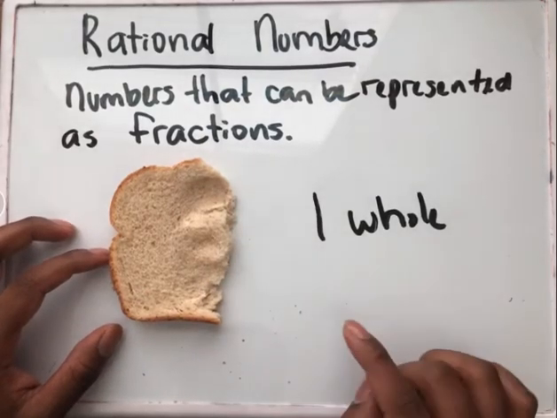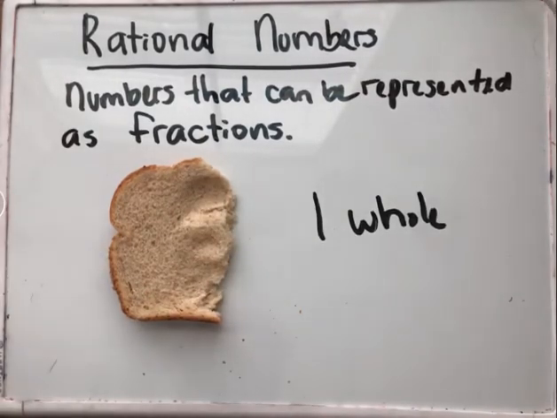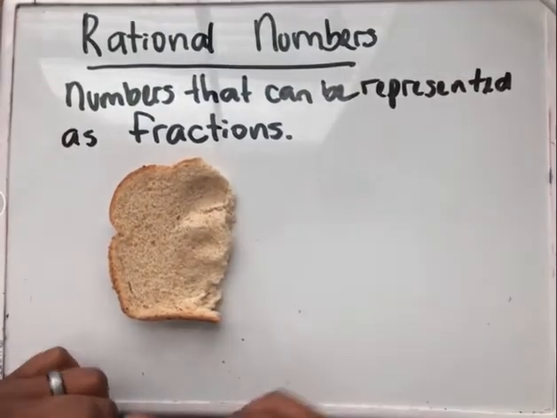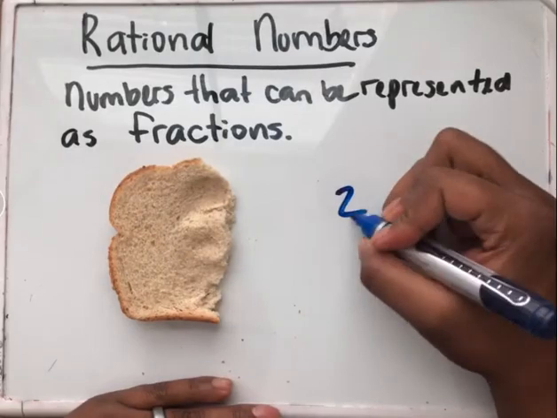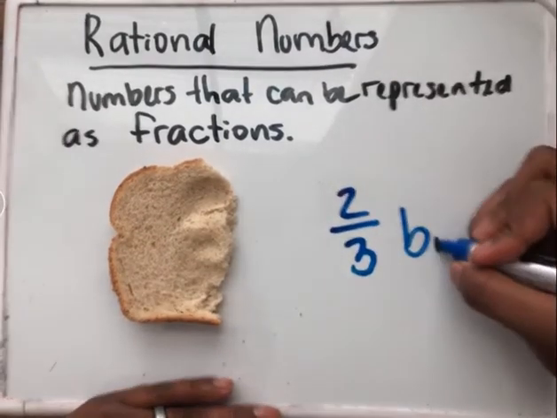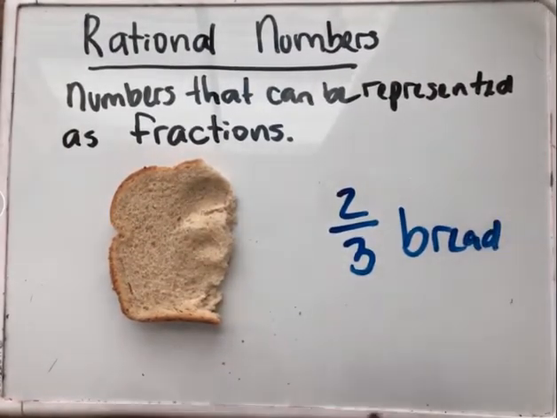So when it comes to numbers, we can use fractions representing things that are not perfect or things that are not whole. So this I can represent as I have 2/3 of a bread rather than a whole bread. So we can use fractions to represent different types of numbers.